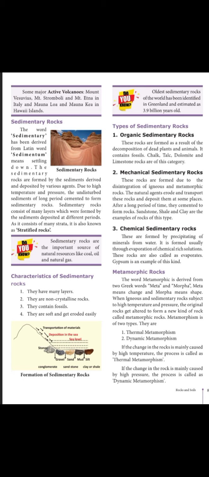Characteristics of metamorphic rock. They are mostly crystalline. They consist of alternate bands of light and dark minerals. Rock cycle. How does this rock cycle occur? Rocks again and again, how are we getting them?